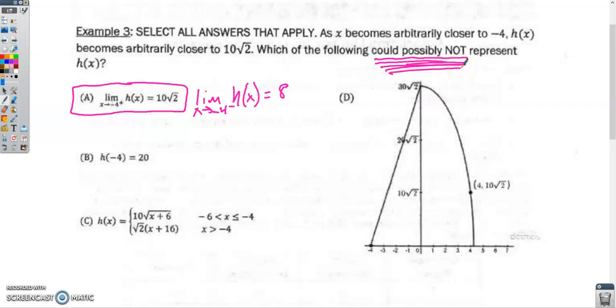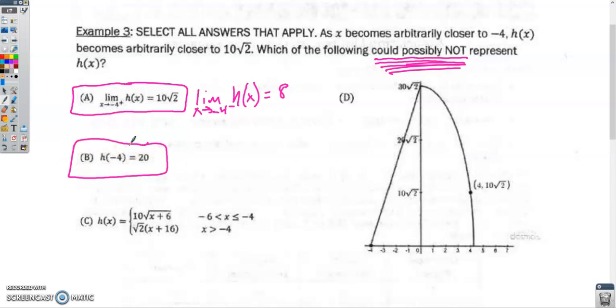In part B, h of negative 4 equals 20. It's entirely possible that I can come up with some function where h of negative 4 equals 20, but that h of x does not become arbitrarily closer to negative 4. So this one also could possibly not represent the function h of x that we're talking about here.